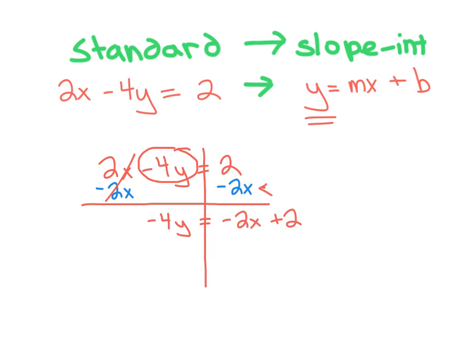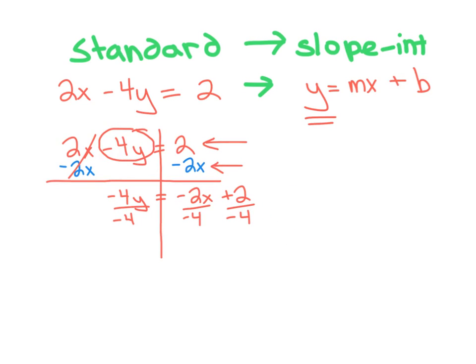My negative 2x came from here. My plus 2 came from my positive 2. My last step is to divide everything by the number in front of y, which is a negative 4. Notice how what I do to one side, I have to do to the other. What I do to the left, I have to do to the right. So basically, I have to do the same thing to everything if I choose to divide by negative 4. Anything divided by itself is 1, so I'm left with 1y, or just a positive y, equals.